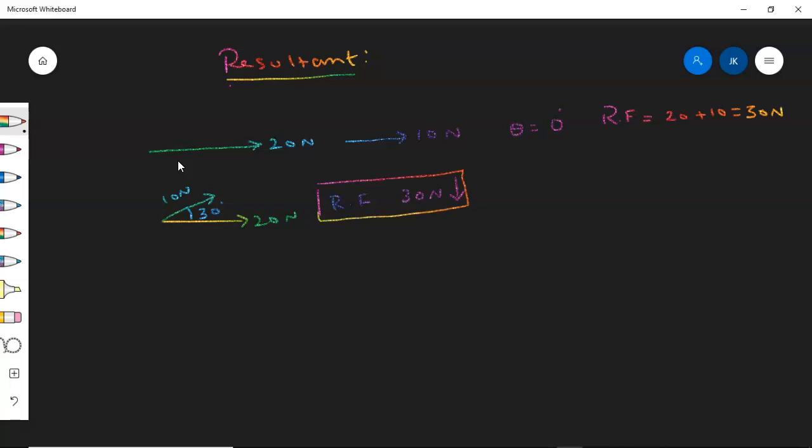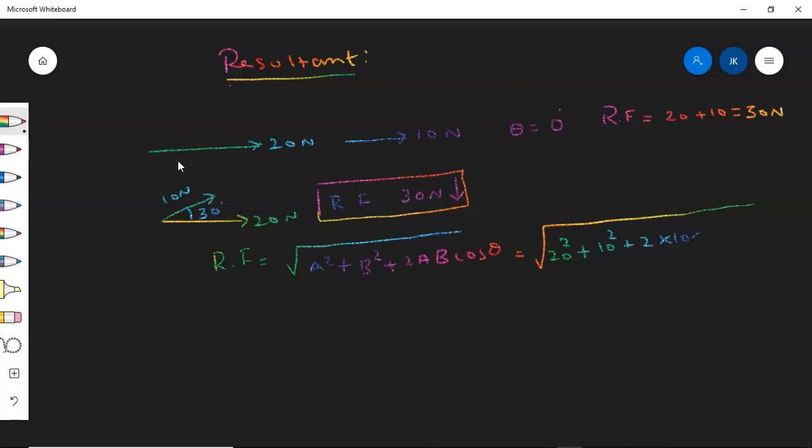We have a formula: resultant force is equal to square root of a square plus b square plus 2ab cos theta. So here a square is how much? Assume a is 20, b is 10, plus 2 times 10 times 20 cos 30.